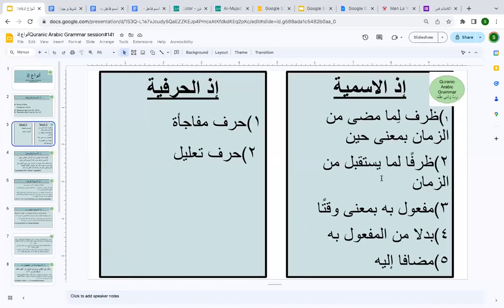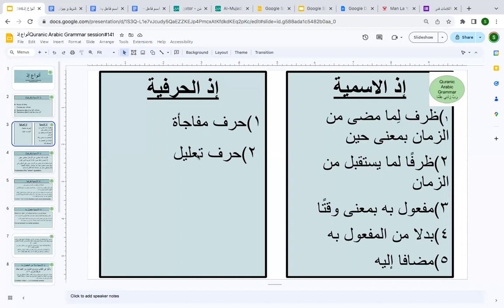Now this was idh when it is an ism. Does idh also come as harf? Yes, it does. In that case, it is harf mufaja'ah, which means just like idha fujaiya, there is fujaiya.